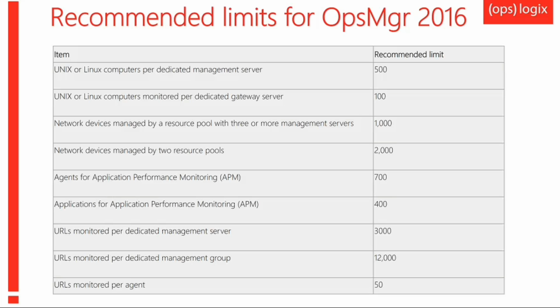Now continuing on, you see things like network devices, between 1,000 or 2,000 depending on resource pools. There's application performance monitoring, and this is why I said if you're going to do the application monitoring perspective and going to enable APM, you want to keep the number of agents under 700, number of URLs per management server, etc. So this is purely here for reference. If you're going to design and you have a big environment, of course, then these are the things you want to care about.